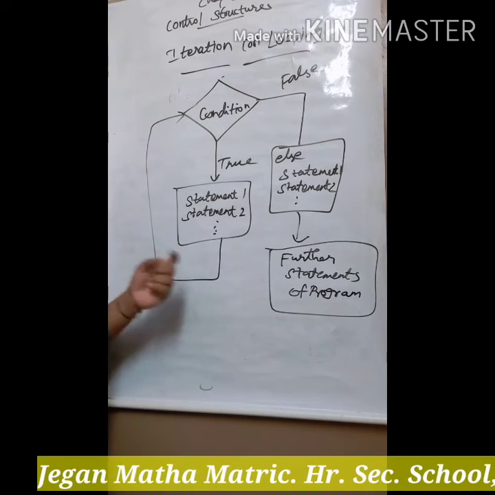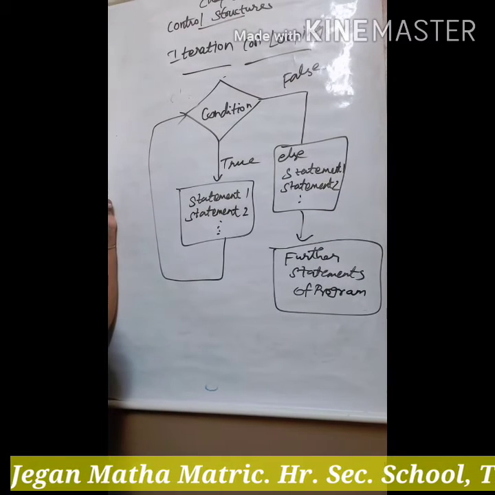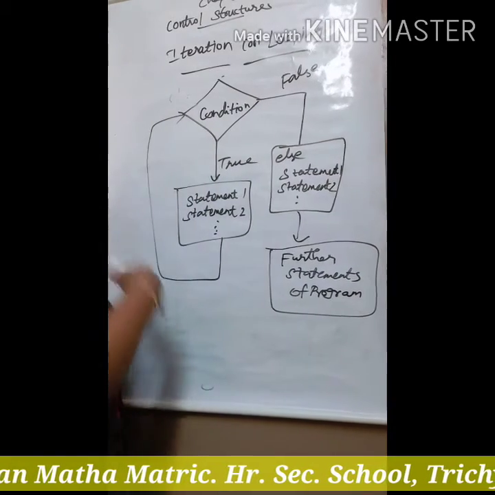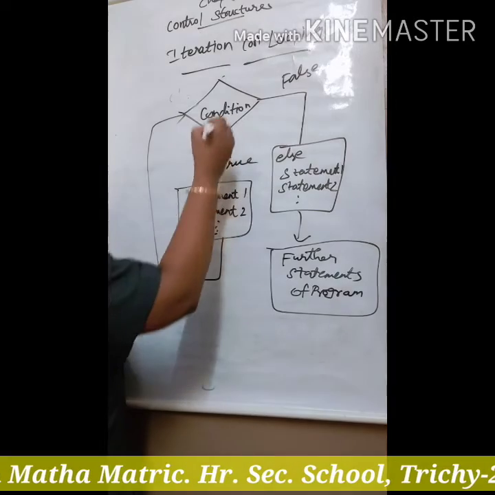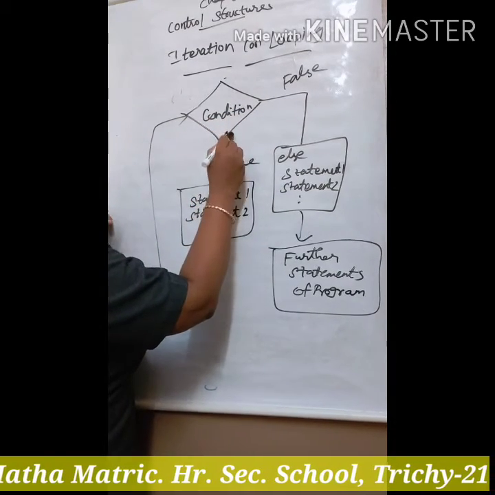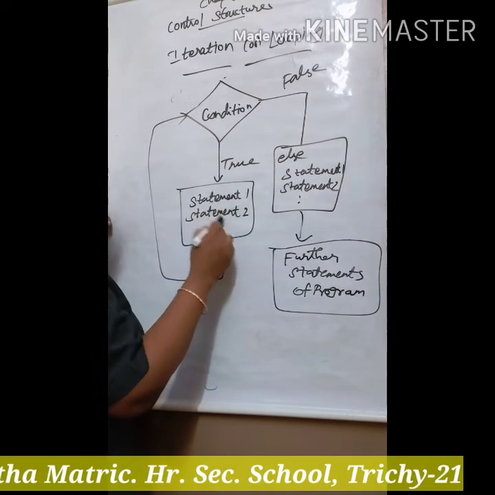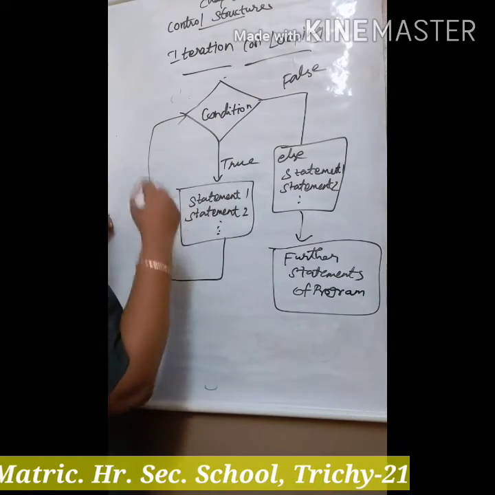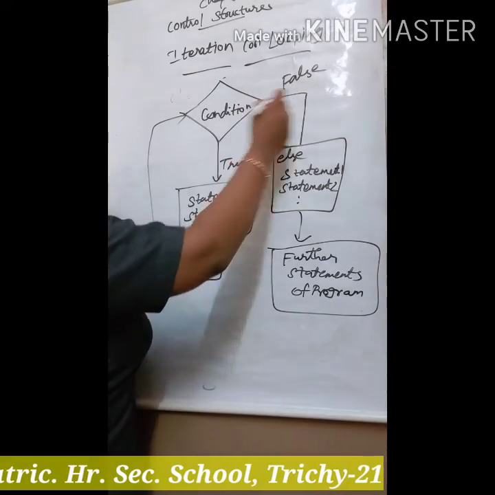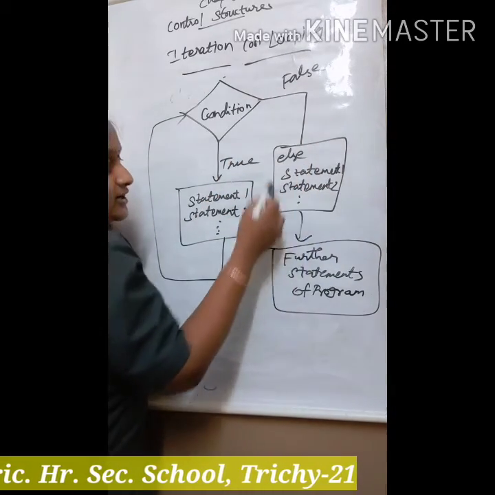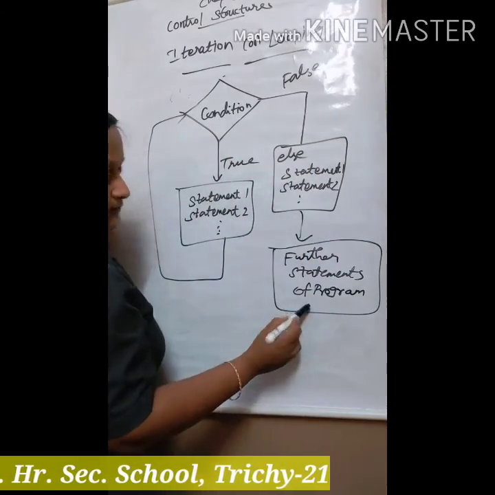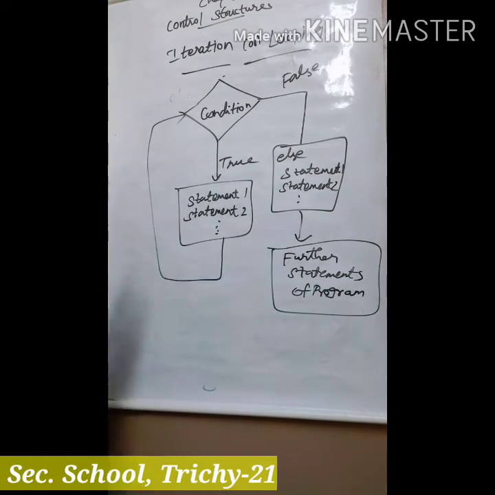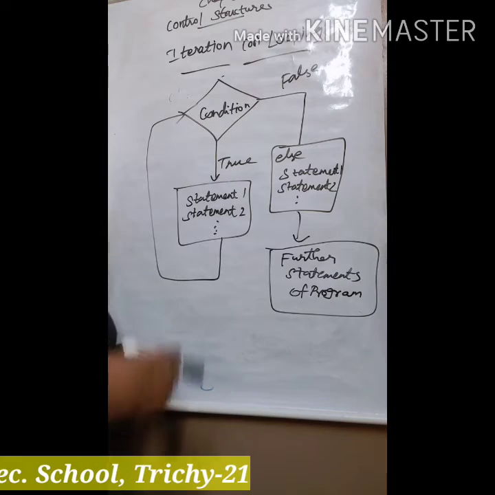A loop statement allows us to execute a statement or group of statements multiple times. Here, how is a looping statement executed? The first one is the condition. If the condition is true, it processes the true block until the condition becomes false. Again, the same process will repeat. In case the condition is false, it displays the false part and proceeds to the further statements of the program. So this is the execution method of a looping statement or iteration.